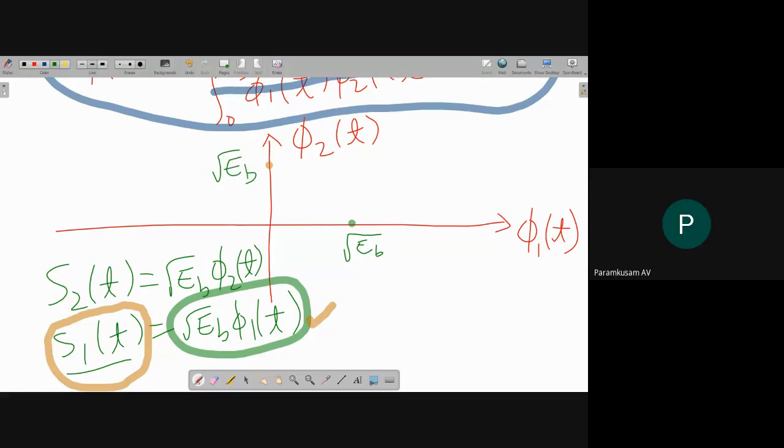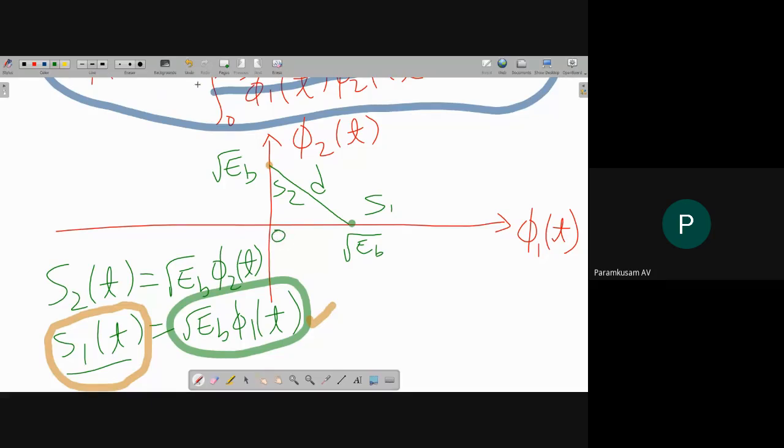What is the distance between... this is S1, no? This is S1, this is S2, and this is the distance between the points S1 and S2. You note down. This is about the signal space diagram.